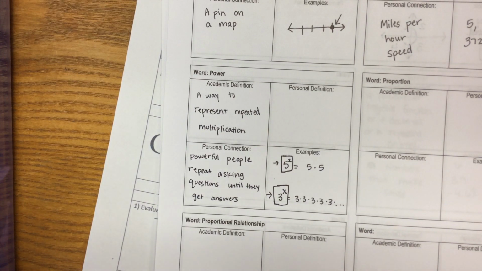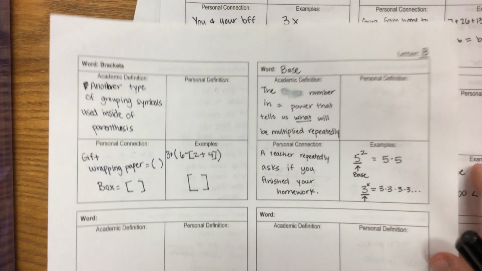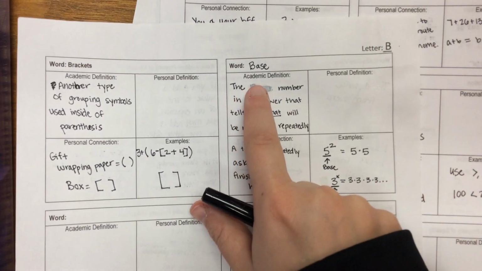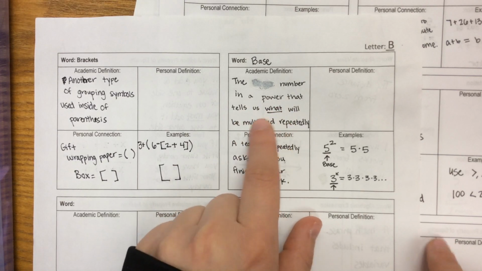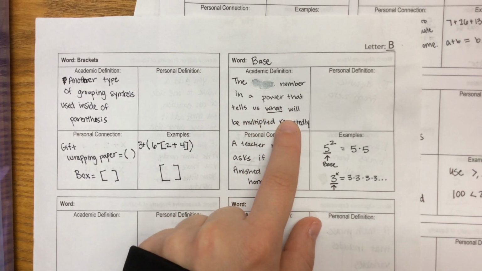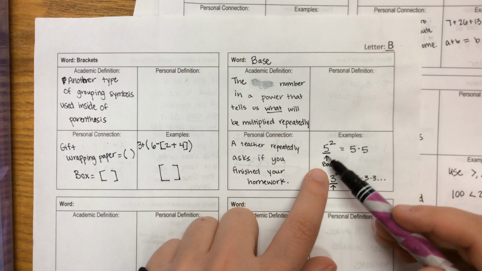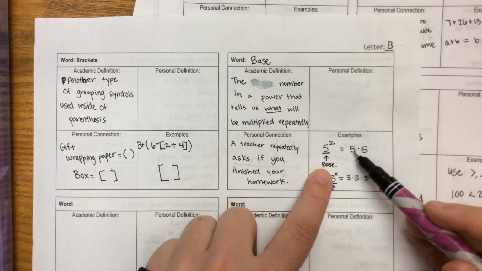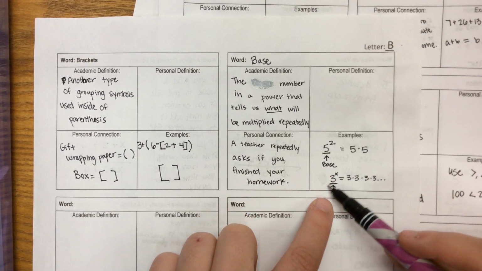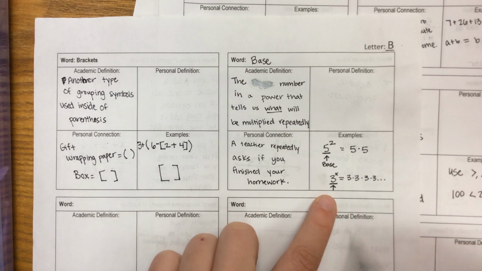Okay. Next we have base. So B is back on page 2. We have to write this one in. So we're on B, and we have to write in the word base. So I just use the next one over. So the number in a power that tells us what will be multiplied repeatedly. So here at 5 squared, or 5 to the second power, 5 is the base. So that means we're going to do 5 times 5. It tells us what we are going to multiply. And 3 to the x would be 3 times 3 times 3. 3 is the base. It tells us what we are going to multiply.